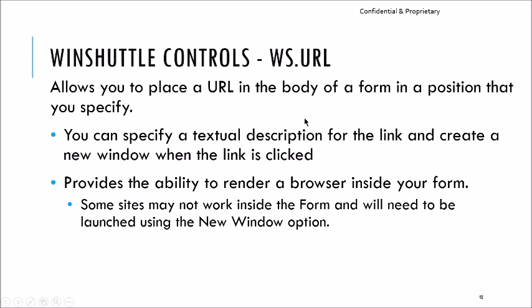The WS URL control allows you to place a URL in the body of the form in the position that you specify. So if you want to put a URL in your form, you're going to use this URL control. You specify a lot of values like the description, the link, and if you want the window to be opened in the actual form or if you want to pop up a window. It allows you to stay inside your form if you want to.